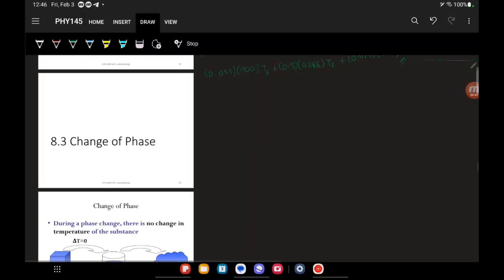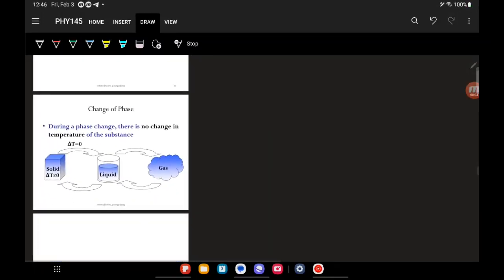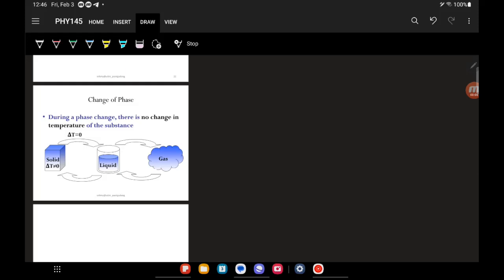Okay, so we are at the change of phase. I think all of you know. So whenever we change in phase, you should know that it can be from solid to liquid and to gas. So in this topic, we're going to discuss only three of the phases: solid, liquid, and gas. So here, solid to liquid is melting.